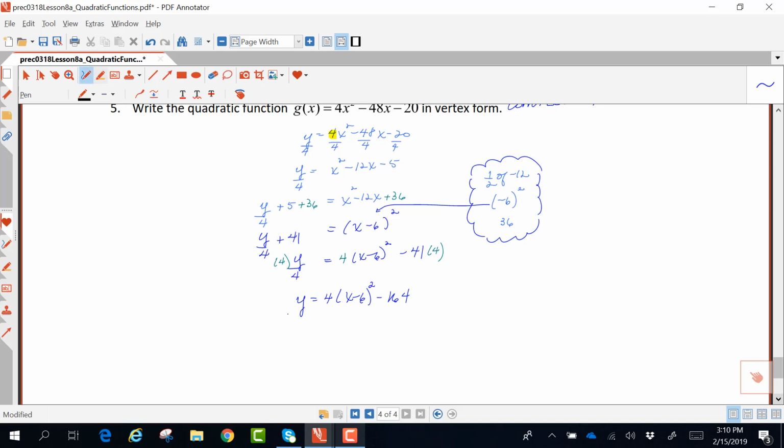Remember, vertex form is handy because it makes it pretty easy to find the vertex. That is the end of this recording.